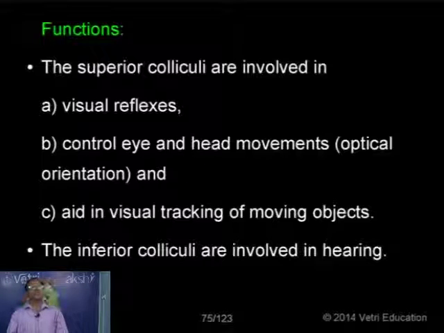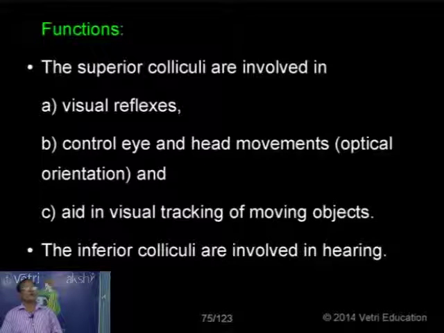It is also responsible for controlling eye and head movements. So when you are listening to a lesson, all of a sudden you hear music or someone is walking along the side, and you turn towards that. That is what is called optical orientation. The eyes are focused on that object, and so also the head is moving towards the direction. That is brought about by the superior colliculi. This is control of eye and head movements, optically called optical orientation, focusing the eyes on an object.